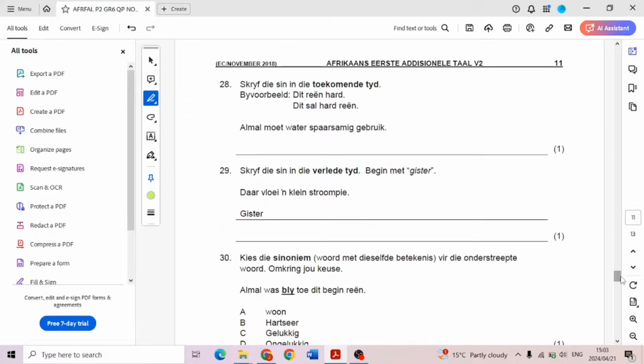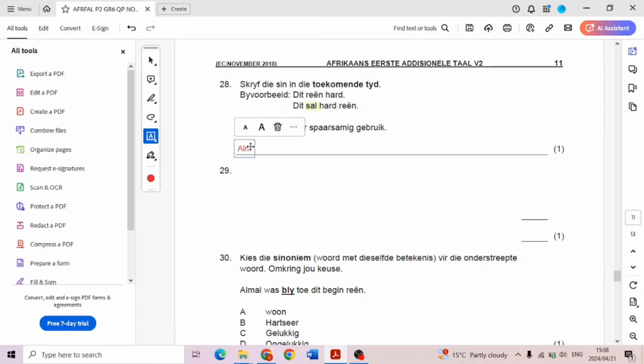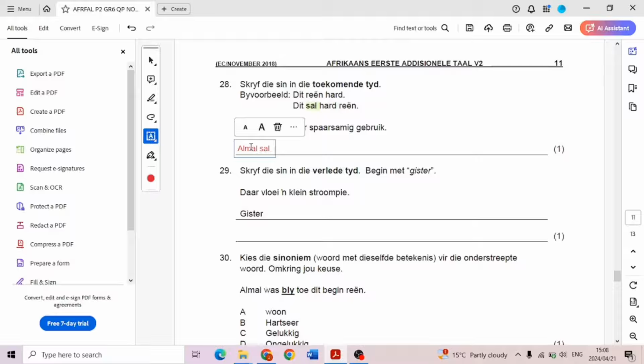Next, skryf die sin in die toekomende tyd. That means you must write it in future. Almal moet water spaarsamig gebruik. Most kids forget the word sal when they're supposed to write a sentence in the future. Almal sal water spaarsamig moet gebruik. So let's say I do not know how to answer this question. This is what I would do.